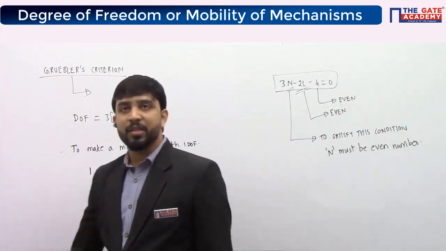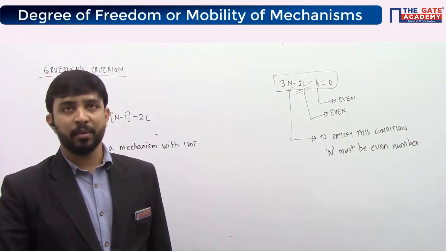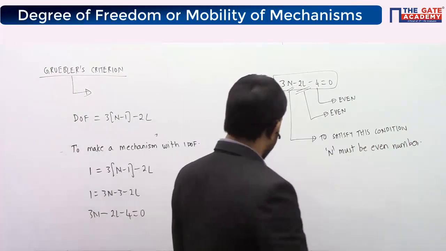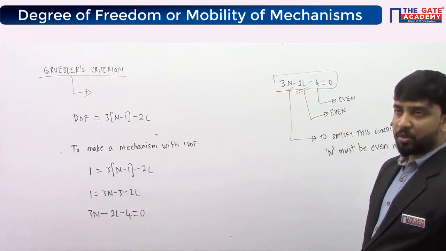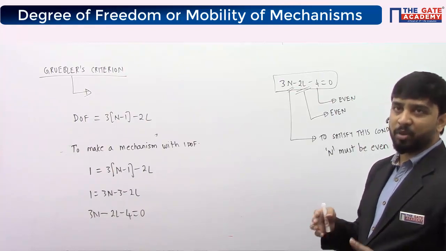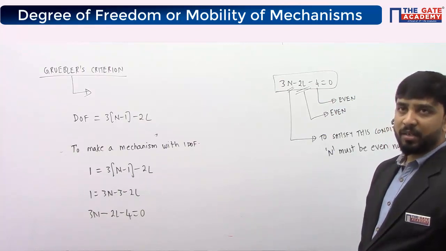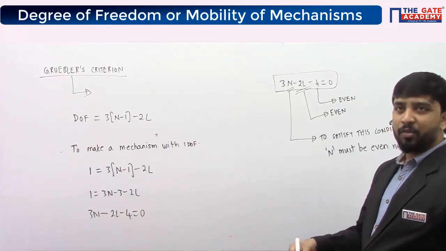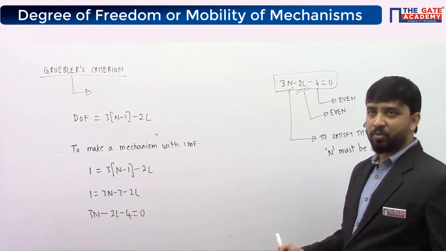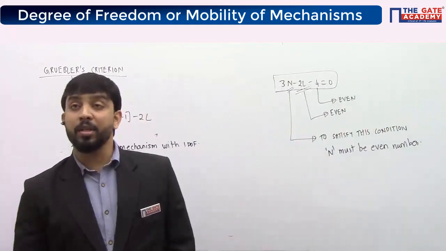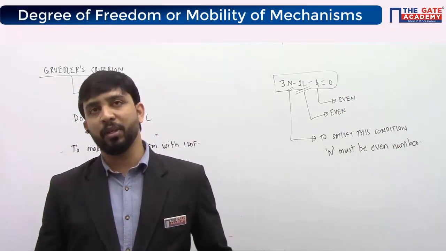So if you want to make a mechanism with single degree of freedom with only lower pairs, n must be an even number, and the even numbers start from 2. 2 is the least even number. With 2 links, I cannot make any mechanism. If you fix 1 link, only 1 link is moving, so you cannot transform any kind of motion. The next even number is 4. So the minimum number of links required to make a mechanism is 4.